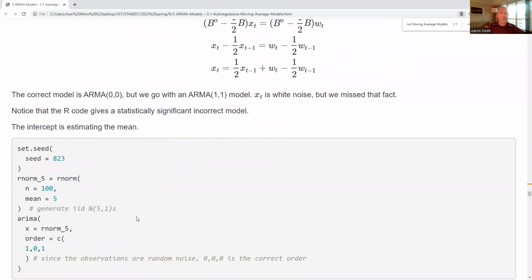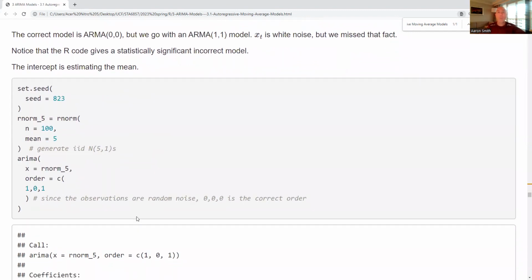Now let's just see what happens if we make that mistake. What would happen with R? To do this, I'm going to set the seed to 823. That's UCF on a phone, by the way. Look at the letters UCF on a phone. It's 823. And we're doing white noise. So for the example, I'm going to use Gaussian white noise, 100 observations with a mean of 5. And now let's run an ARIMA model.